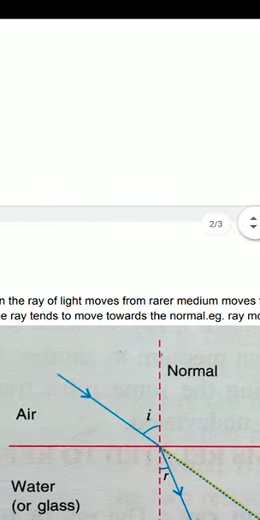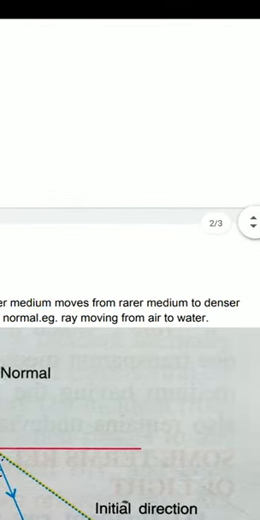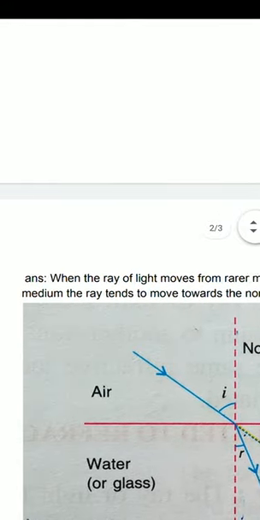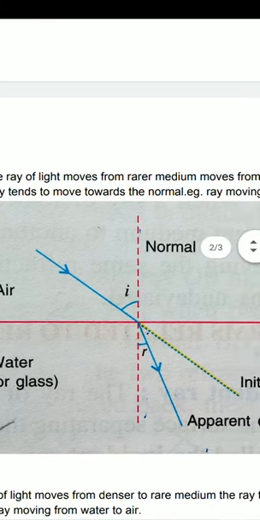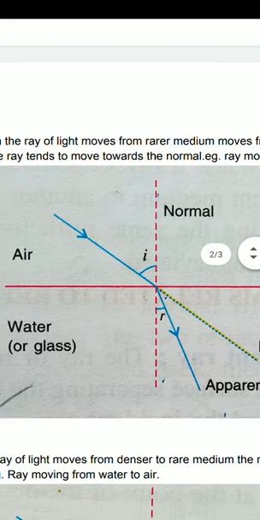When the ray of light moves from a rarer medium to a denser medium, the ray tends to move towards the normal. Example, a ray moving from air to water. Air is a rarer medium compared to water or glass, so water is denser. The normal is the vertical line represented by dots. It's just an imaginary line. When the ray is moving from air to water, that is from rarer to denser medium, the ray comes towards the normal. This happens when the ray of light is moving from a rarer medium to the denser medium.